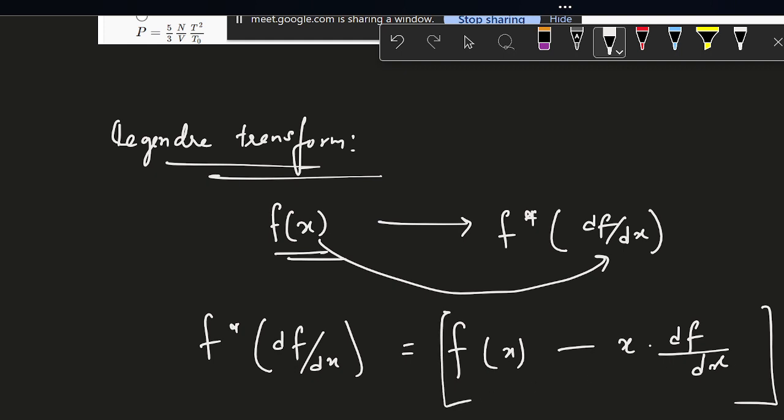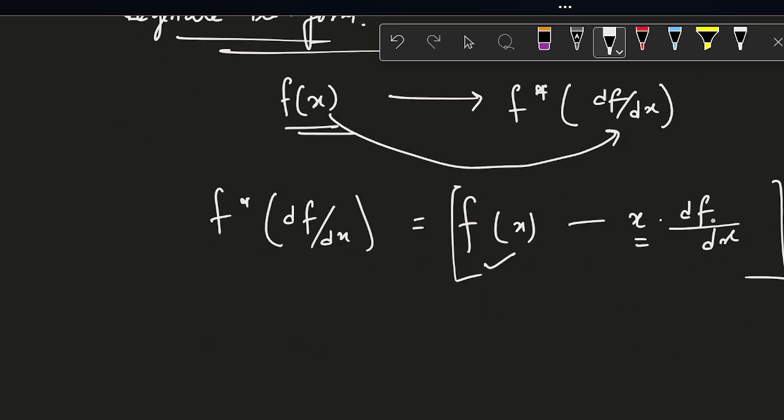Or it can also have a negative sign flip. That means instead of this you can also get a function which looks like this. Anyway, the terms should be the original function, and then the original independent variable x times the derivative of the original function with respect to that variable. That in a whole gives you the transformed function.